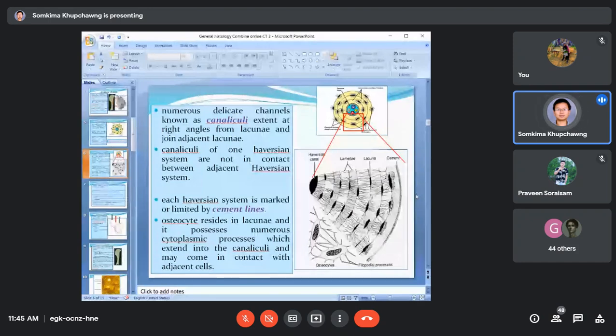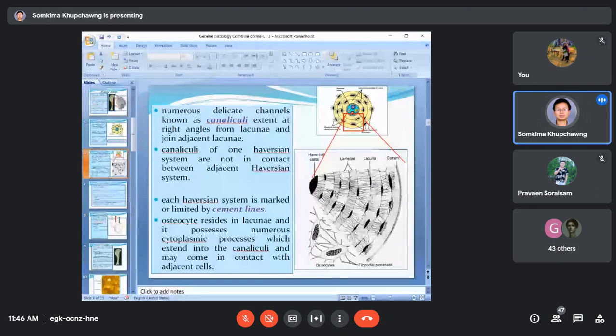Each Haversian system is marked or limited by the cement lines. In this image you can see at the outermost layer, this is the cement line. By seeing this we can say that this is one Haversian system. This cement line demarcates, or divides, one Haversian system from another Haversian system.